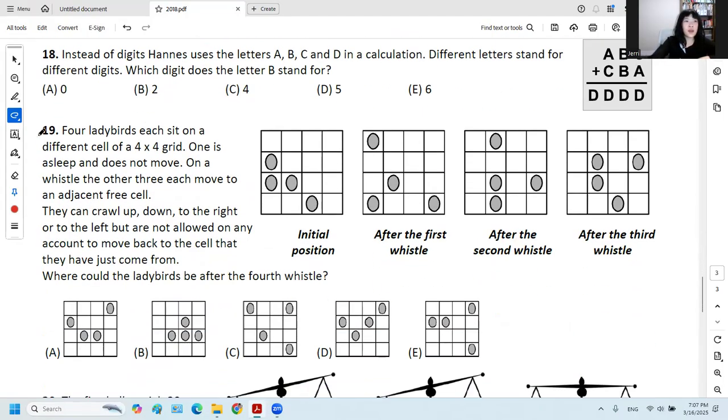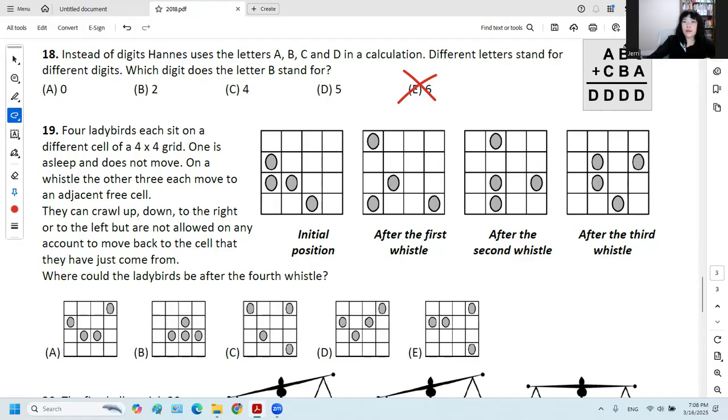Question number 18. Instead of digits, Hannah used the letters A, B, C, and D in a quotient. Different letters stand for different digits. Which digit does the letter B stand for? If E was the answer, 6, 6. 6 plus 6 equals 12. And then right now this would be 22. So it has to be 21. And one-digit numbers cannot add up to that big. So E is not the answer.